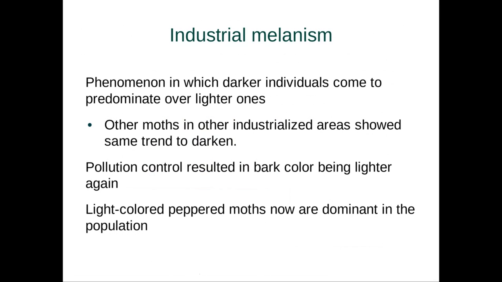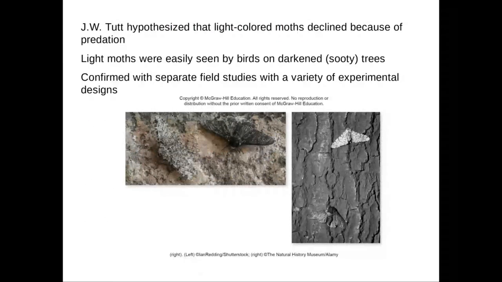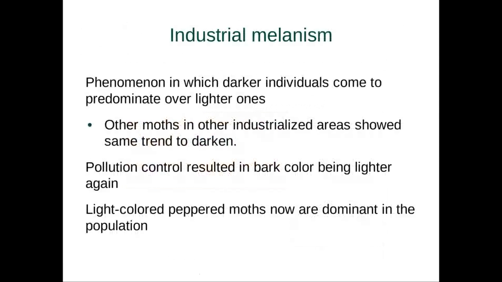This is what we call industrial melanism. Now, this is a phenomenon by which darker individuals come to predominate over light ones. And I think, again, this example illustrates it nicely, but the idea is, pollution makes surfaces darker, which in turn favors darker individuals, right?